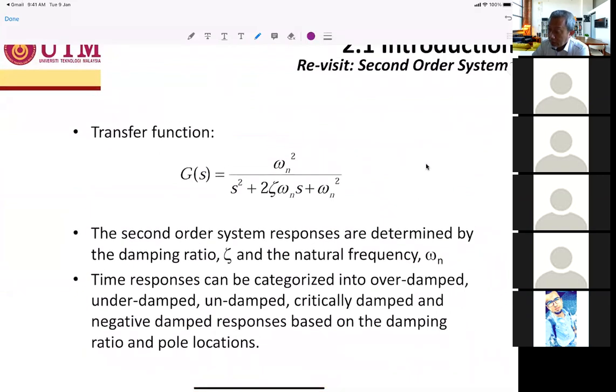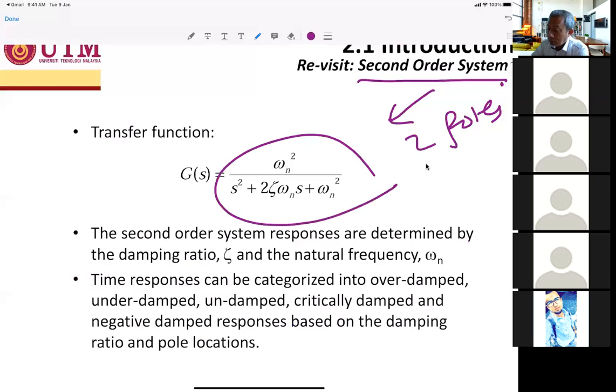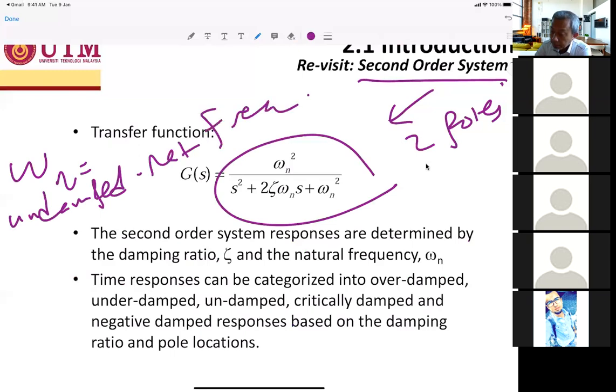The second one is the second order system. A second order system is a system that has 2 poles. The poles can be real, repeated, complex conjugate, or on the imaginary axis. It depends on the equation omega n square over s square plus 2 zeta omega n s plus omega n square, where omega n is the undamped natural frequency and zeta is the damping ratio.